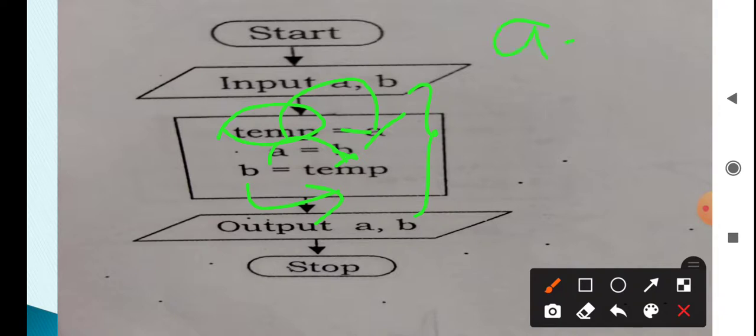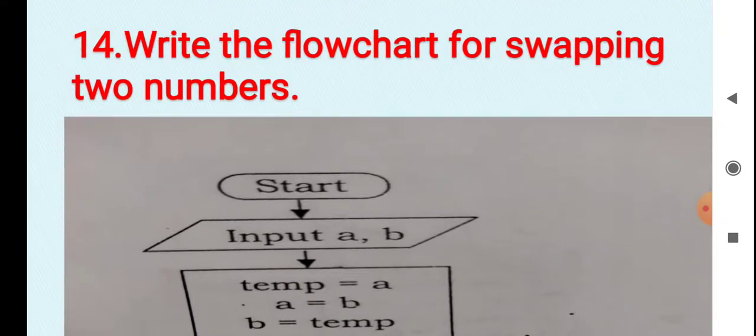So now A's value is swapped to B, and B's value is swapped to A. Finally we display A and B, and lastly we stop by using an oval. Okay, so this is the flowchart we have to write for the swapping of two numbers.